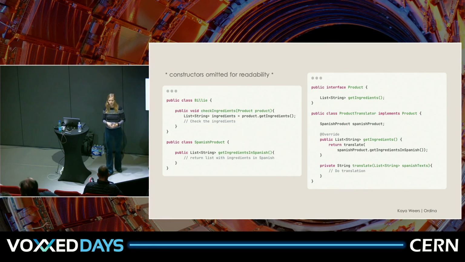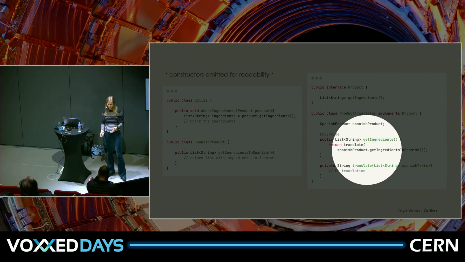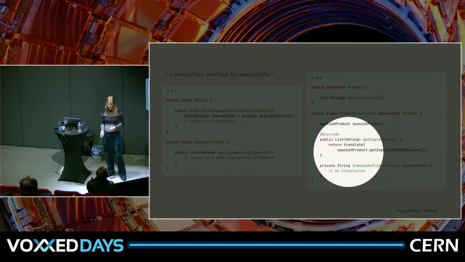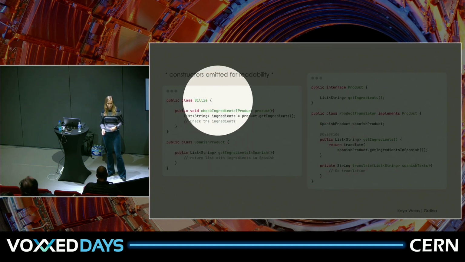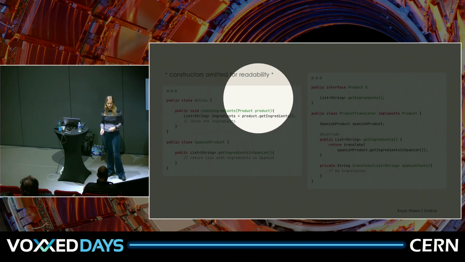So in the code, we'll see that we have a product and a product translator. And that translator implements product. And the product says just get ingredients. And in the adapter, so the product translator, there you have to solve going from Spanish to English. So there you have to do some translation to give it back in English. And then Billie just calls product get ingredients.